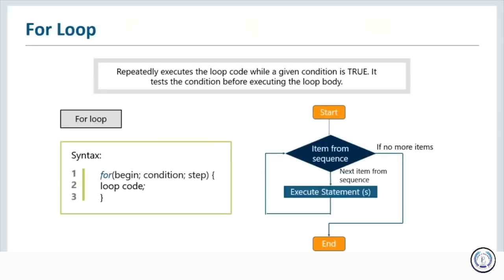Now next we have the for loop. Let's look at the for loop. So what is a for loop? A for loop basically repeatedly executes the loop code while a given condition is true. It tests the condition before executing the loop body.